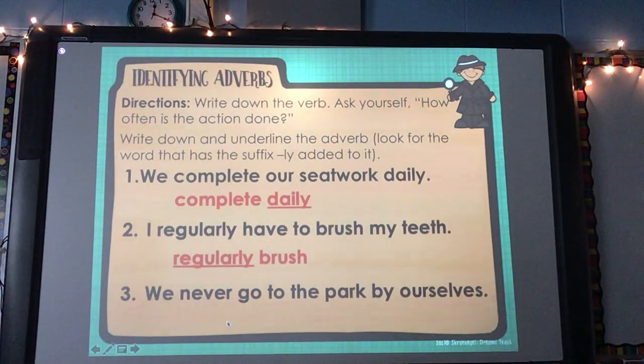Or more. Number 3, we never go to the park by ourselves. Find our adverb in number 3. Our verb being go, and how often do they go? Never.